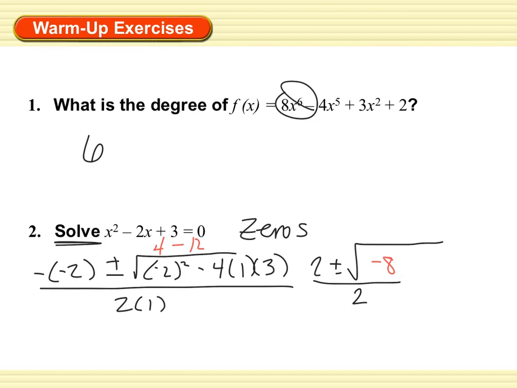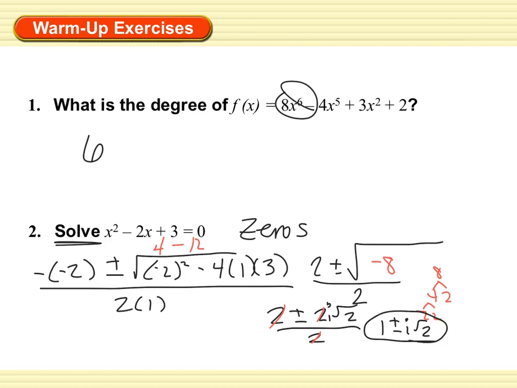Negative 8 breaks into 4 times 2, so I can factor out a 2 from the radical: 2 plus or minus 2 root 2, but I can't forget that negative, so there's an i there. There's a 2 in every single spot, so those can all cancel out. And my final answer is 1 plus or minus i root 2. So 2 solutions, because I have a degree of 2. They're both not real, though. Okay?